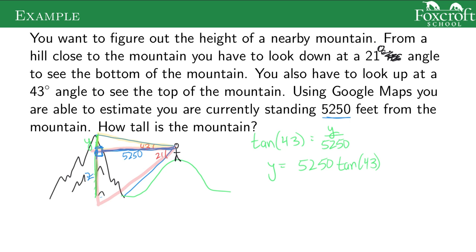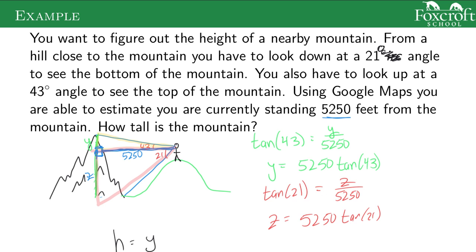All right, the bottom right triangle, same thing. Tangent of 21 is the opposite side z over the adjacent side 5250. Multiply to get z by itself. Right. And finally, the height I actually care about is that y value I found plus that z value I found. So now I'm just going to plug these two things into the calculator.